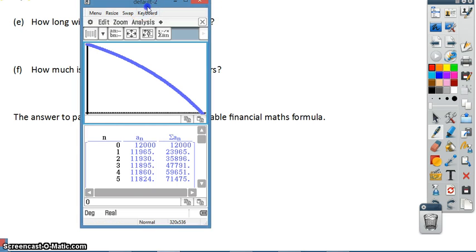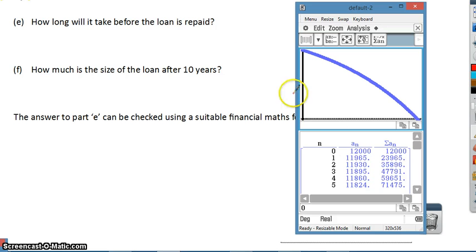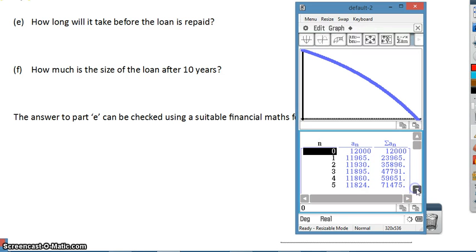Over here on the next page, there we go. How long will it take before the loan is repaid? What you want to do is have a look down your table to see, well, when does it actually get down to 0? And here we go, you can see 160 there. A bit further down, 170, it's getting down into the hundreds. So we owe 450, 338, 226, 113, 0.